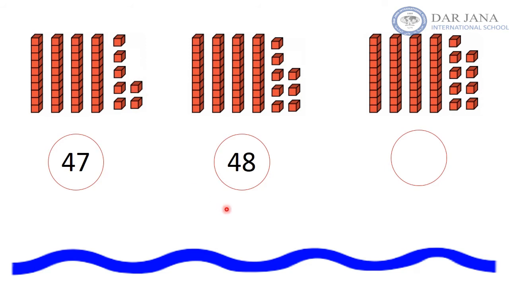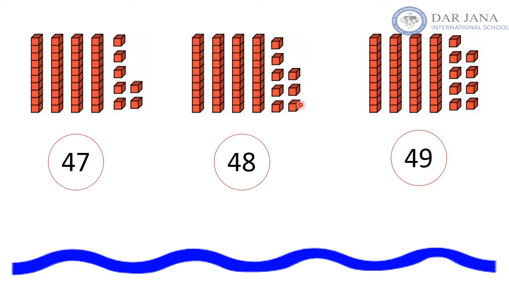So now, let's find out what comes 1 more than 48. When we say 1 more, it means we count on 1. So let's count on: 8, 9, 49. Since we're talking about 1 more, it means we will add 1 more to the ones place.